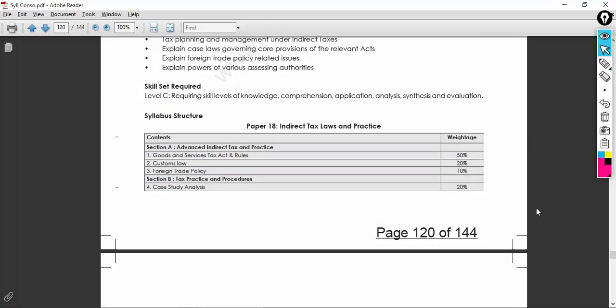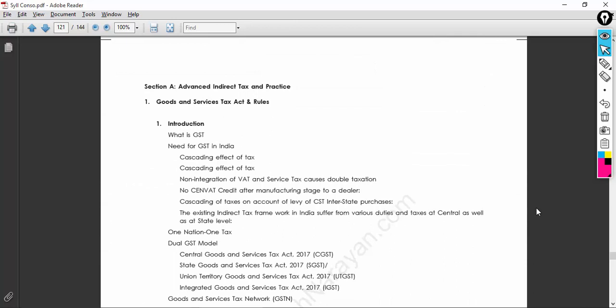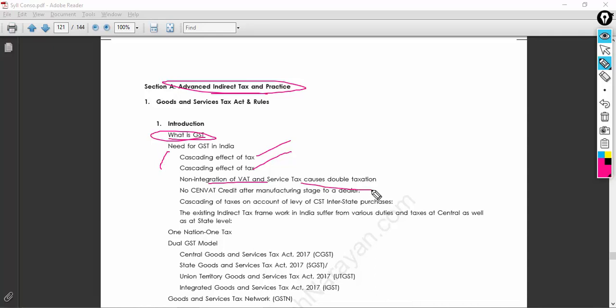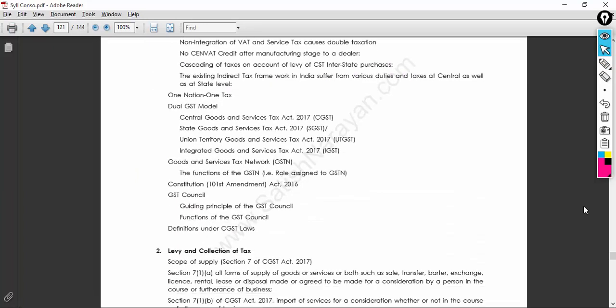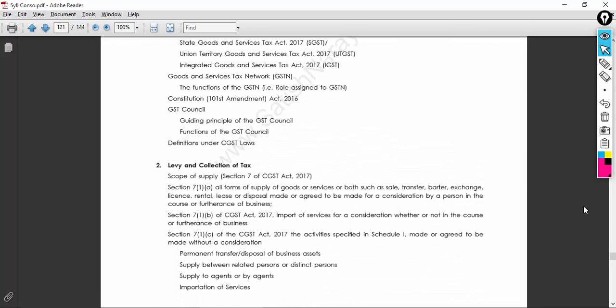Okay, so if I set all the things, it might be not as easy as you think, because I already told you guys in the intermediate indirect taxation also, you should know indirect taxation, especially the GST, very neatly. You should know what is the cascading effect of tax, the non-integration of VAT and service tax causing double taxation, all those things. If you know them at the basic level, guys, trust me, it is not difficult, because GST has made a much simplified tax version, right? So all those things you should know.